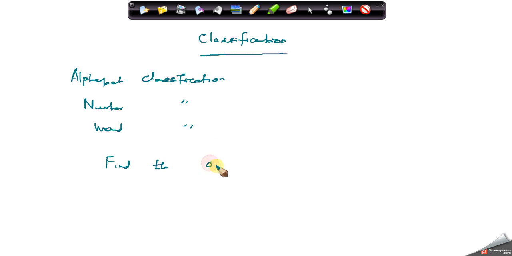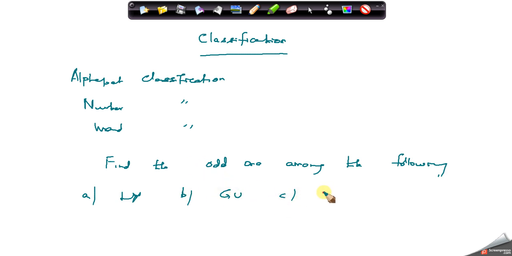Find the odd one among the following. Choice A, LY. Choice B, GEU. Choice C, DQ. And choice D is JW. So we need to find the relationship as you mentioned, right? We need to find the relationship right now, L and Y, right? We write this number, right?